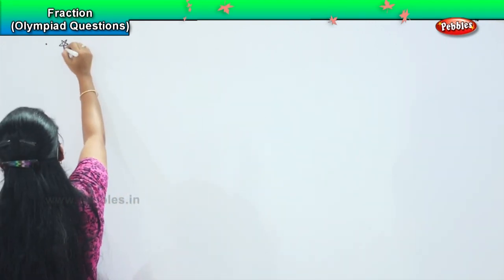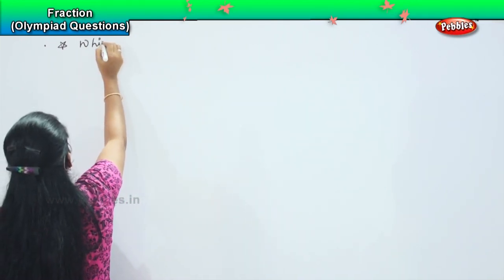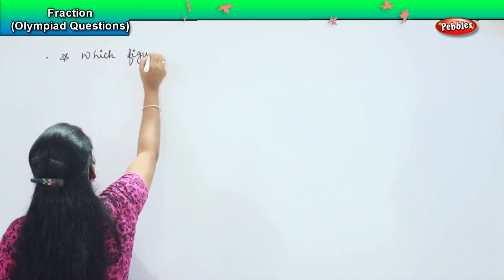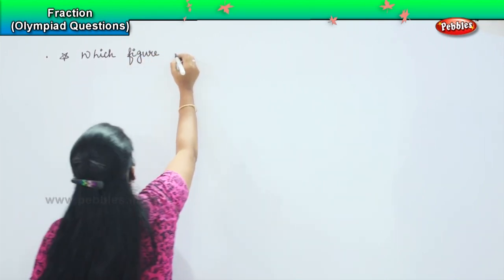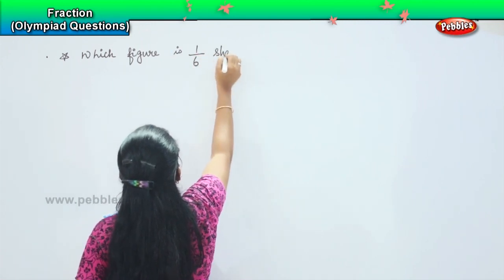Okay children, so now we are going to solve a variety of questions in this topic using the rules which we have learned just now. Okay, so ready to solve along with me? Here is your first question. So, which figure is 1 by 6 shaded?